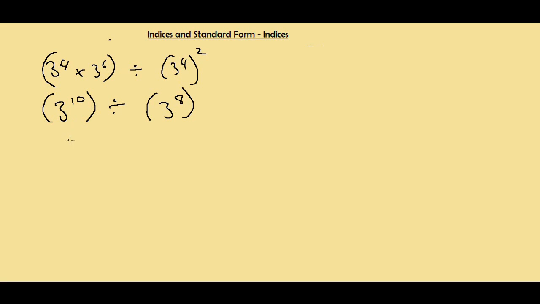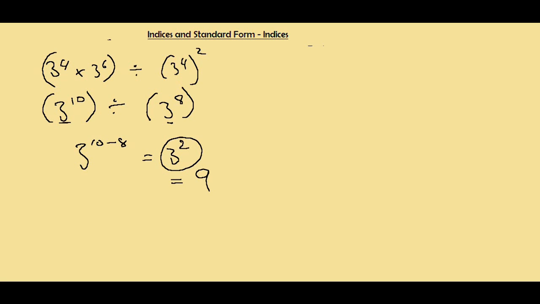And now what we've got is 3 to the power of 10 divided by 3 to the power of 8. Base numbers are the same. We're dividing, so let's take away. So that's 10 take away 8 as the power, so that's 3 to the power of 2. So there we go, that's that. Or we could even write it as the real answer. 3 to the power of 2 is just 9. So there's your square number there.